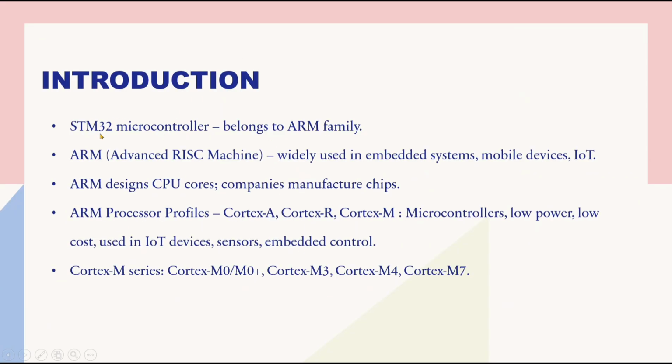The STM32 belongs to the ARM family. ARM is Advanced RISC Machine and it is widely used in embedded systems, mobile devices, IoT, etc. And it designs CPU cores. Cortex-A, R, and M are the ARM processor families, and STM32 belongs to the Cortex-M family, which are widely used in embedded systems because they are low power, high performance, and cost effective. Cortex M0, M0 Plus, M3, M4, M7, these are the Cortex M series.